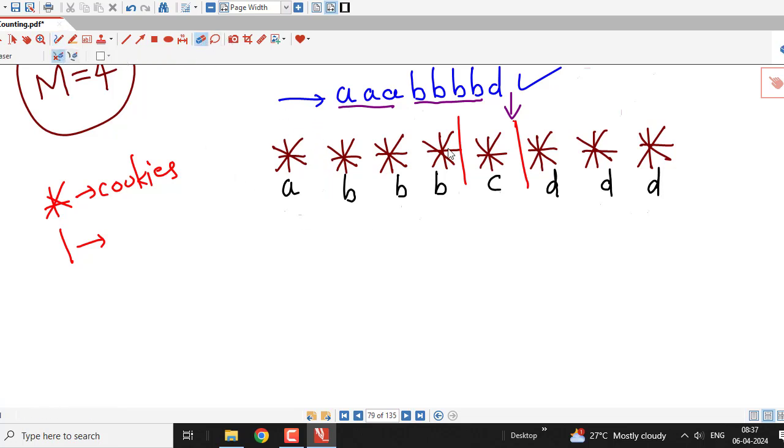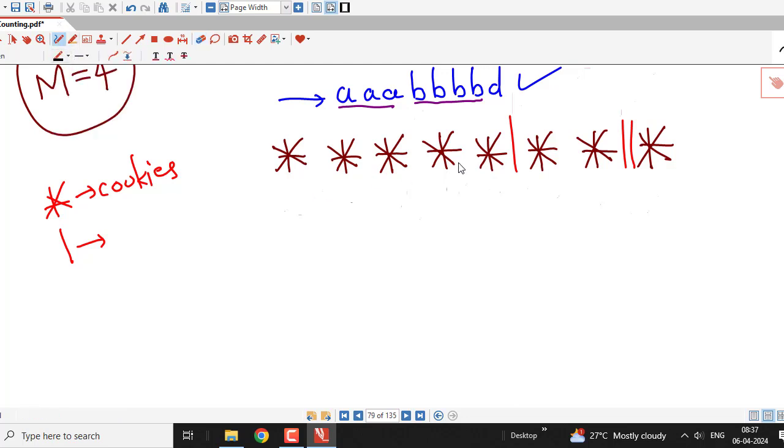Similarly, we can again change the position of the bars, and we will obtain another selection. Suppose I am putting a bar here, and here, and here. Then let's write corresponding to this. So there are 1, 2, 3, 4 and 5 stars, so that corresponds to the first type of cookie. Here I have to change the type, that is B. Now I am having a bar, so I will change from B to C, but again I am having a bar, so I will change from C to D. So here I must write D.